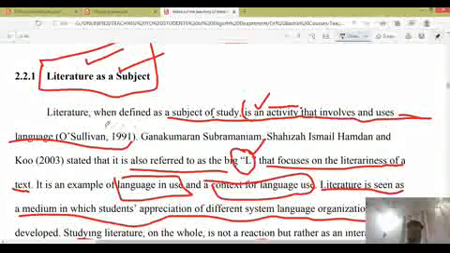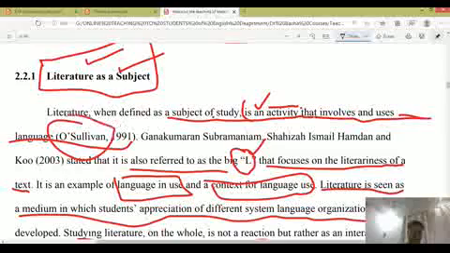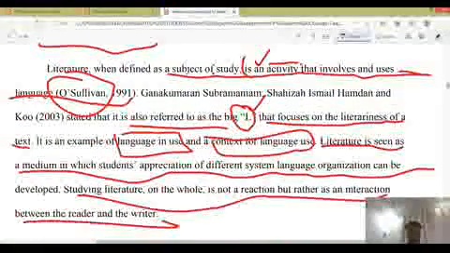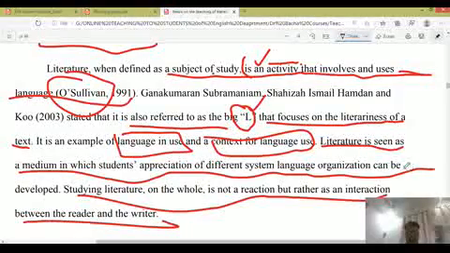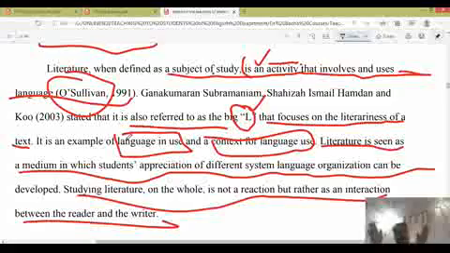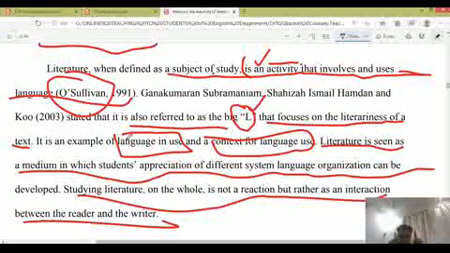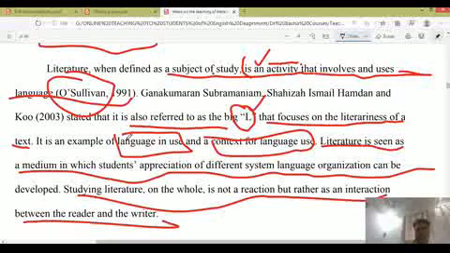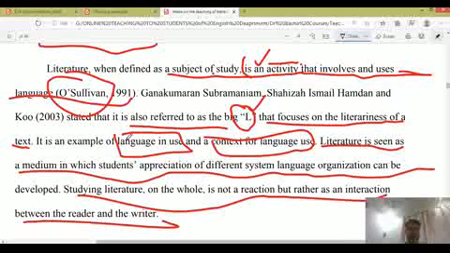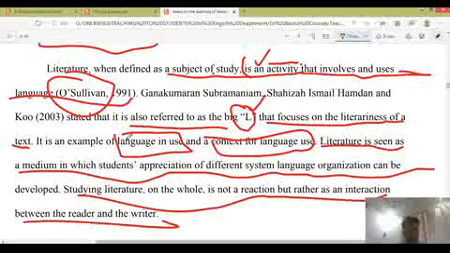And Sullivan, this is the reference of the person. Some Malaysian writers like Nku started it. It is also referred to as big L. What do they mean by big L? They mean that it focuses on the literariness of a text, how much a text is literary. It is an example of language in use and the context of language use.